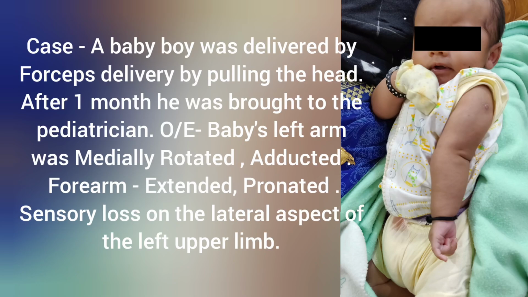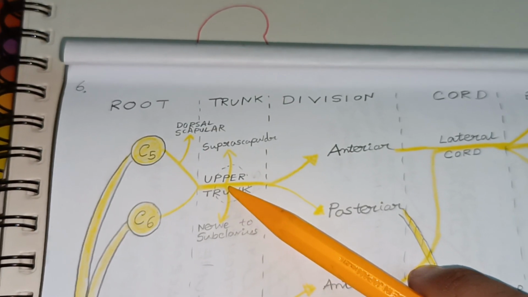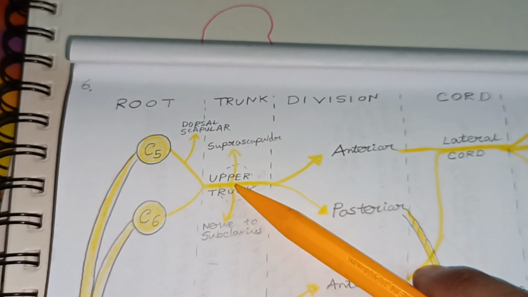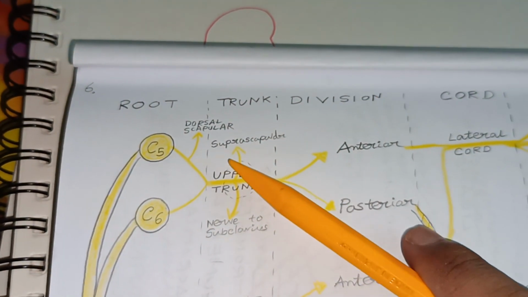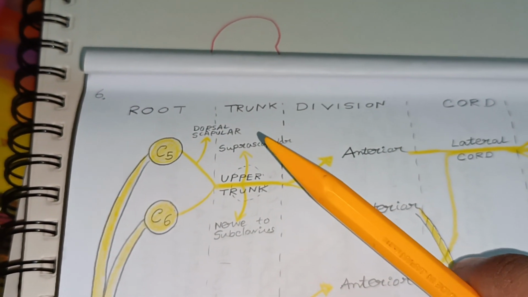We shall start with a case discussion. First, this point of the upper trunk of the brachial plexus is known as the Erb's point, which involves ventral rami of C5 and C6 spinal segments. The suprascapular nerve and the nerve to subclavius originate from this point.